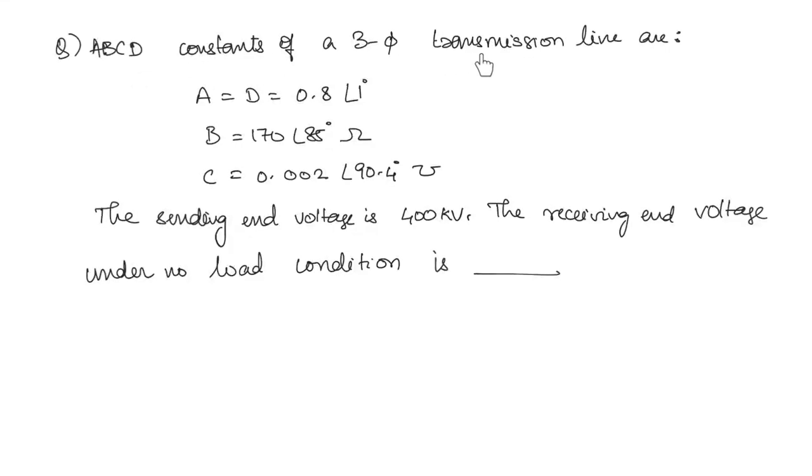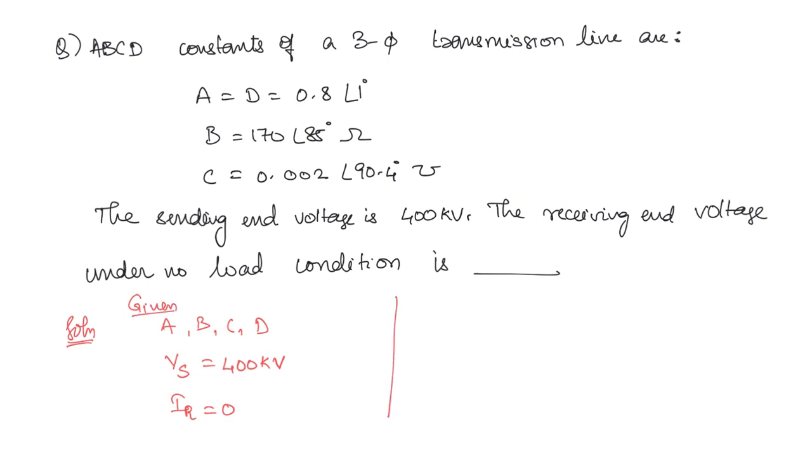ABCD constants of a three-phase transmission line are given. The sending end voltage is 400 kilovolt. The receiving end voltage under low load condition is required. So we are given the ABCD parameters, and what else is given? The sending end voltage is given to be 400 kilovolt, and also it is given that it is no load condition. So when there is no load, it means that the receiving current is going to be 0, right. So these are the given values.